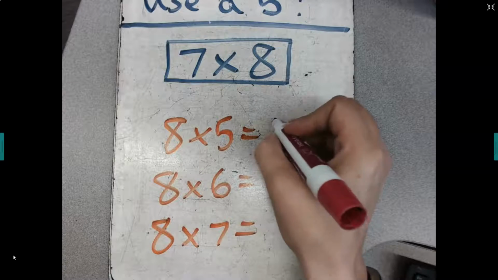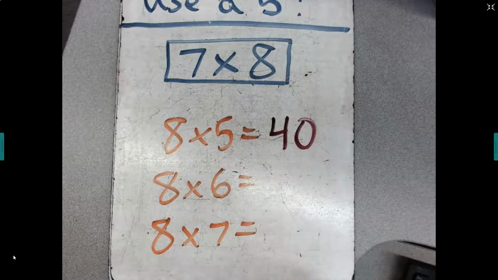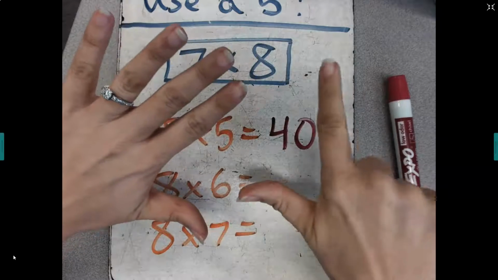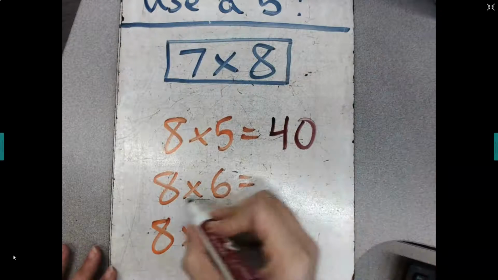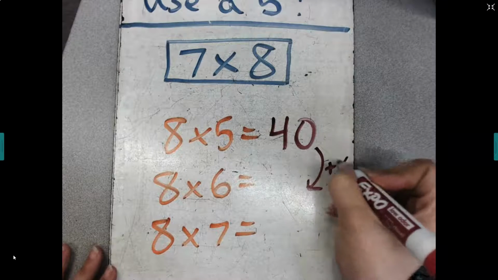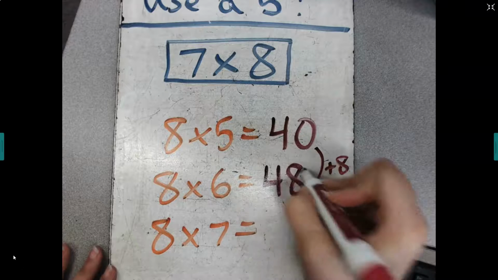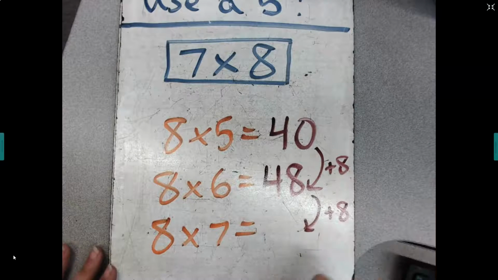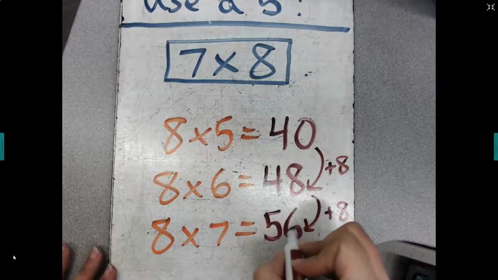8 times 5 is 40. Okay, I can count by 5s on my fingers. 5, 10, 15, 20, 25, 30, 35, 40. Then 6 groups of 8 is just going to be 8 more. Okay, 40 plus 8 is 48. And then this is going to be 8 more, which is 56.